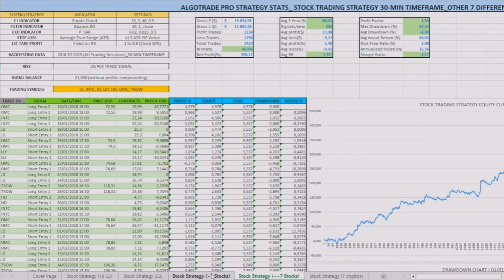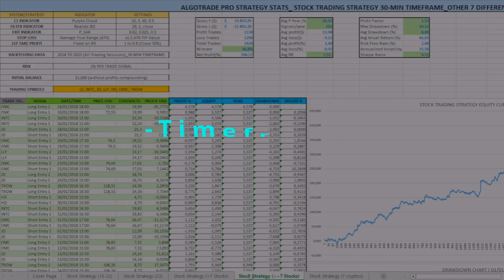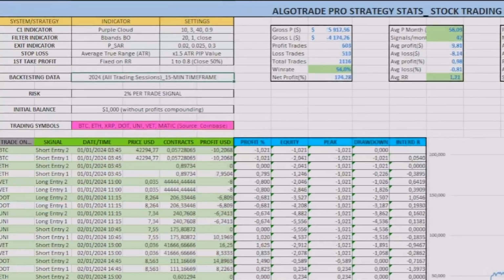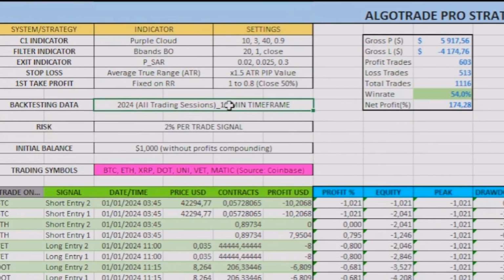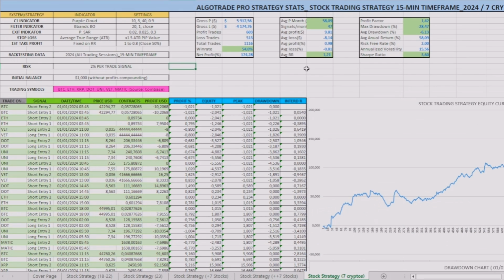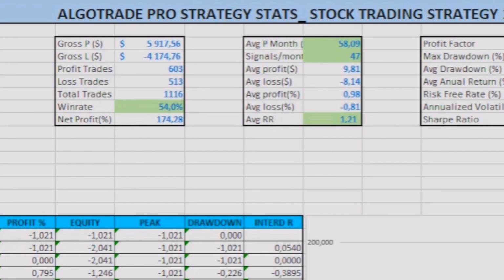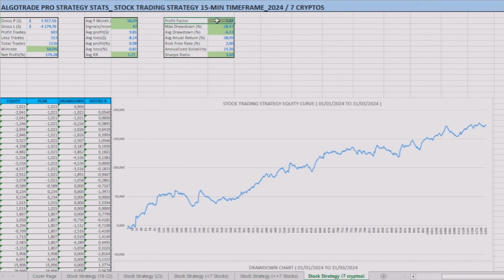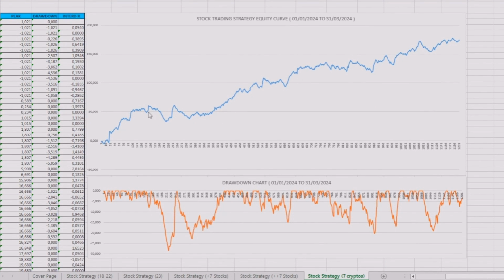And if you remember, I told you at the beginning of the video that this strategy also works on other time frames and markets. And so, here we have the results of 7 cryptocurrencies and on a lower time frame, the 15-minute one, and from the first 3 months of 2024, where we can see that the strategy achieved a net profit of 174% with a win rate of 54%, a profit factor of 1.42, low values of drawdown, and a Sharpe ratio of 3.6. The equity chart is one more time highly consistent.